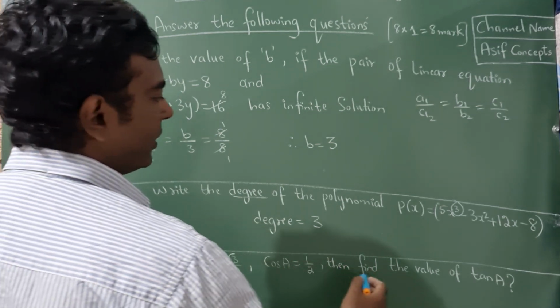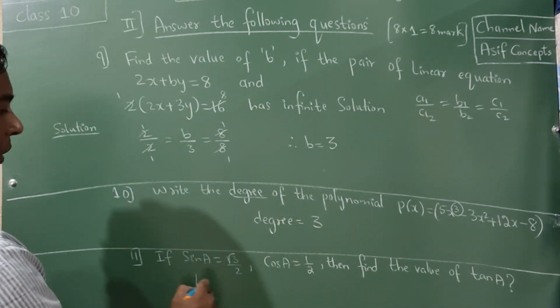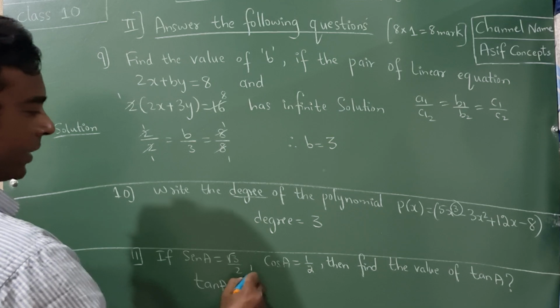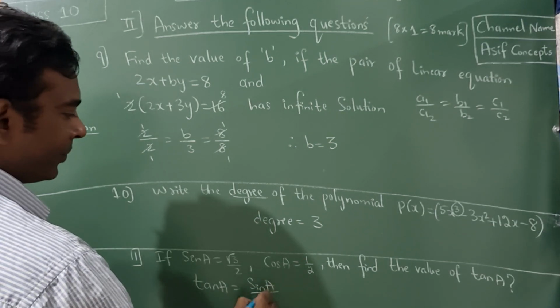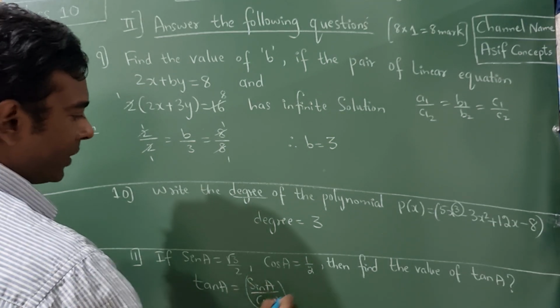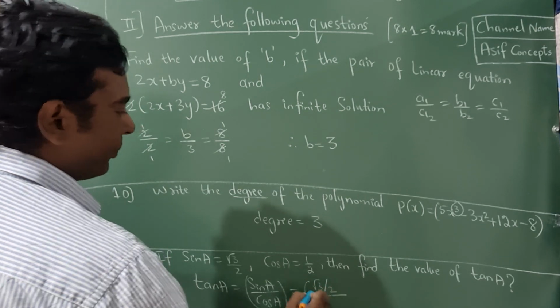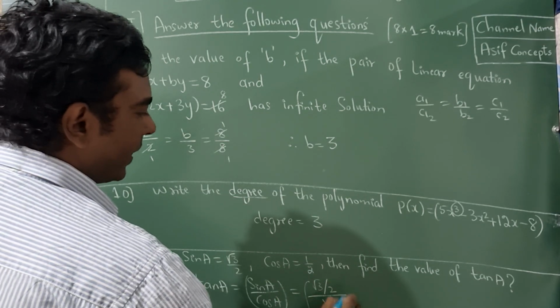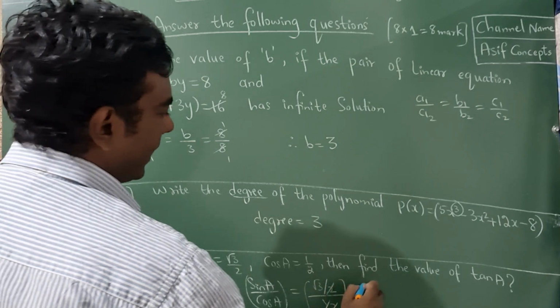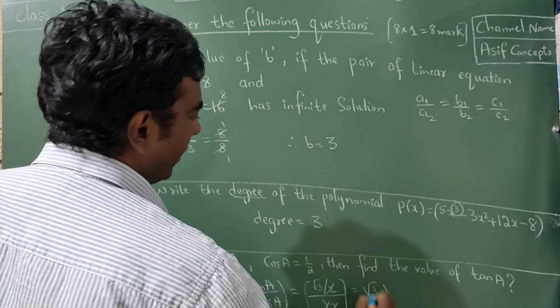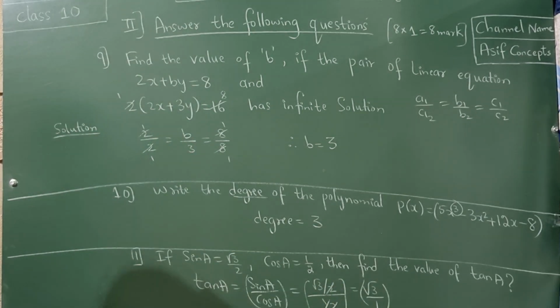Fine. Then next, the 11th question is: if sine A is equal to root 3 by 2, cos A is equal to 1 by 2, then find the value of tan A. What is the formula for tan A? It is sine A by cos A. What is the value of sine A? It is root 3 by 2, and cos A is 1 by 2. These 2 and 2 get cancelled. Root 3 by 1 is the answer.